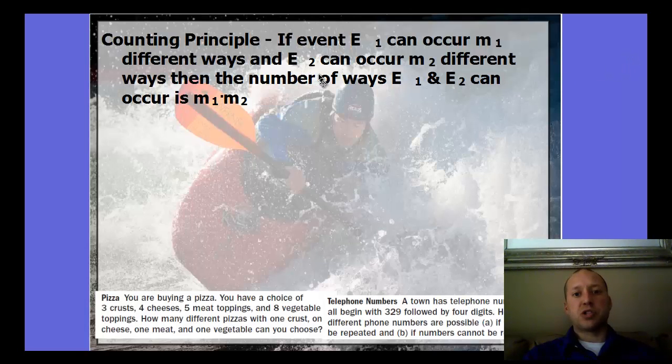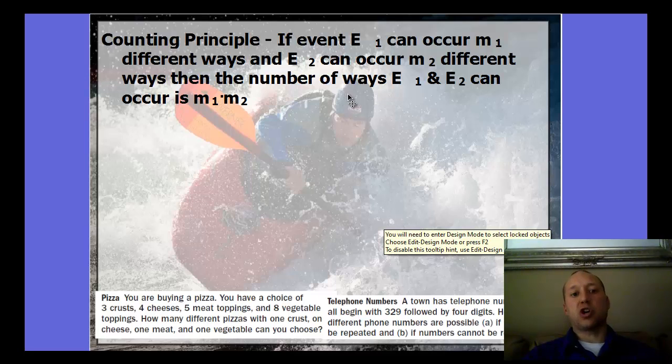So the counting principle is just saying if we have more than one event, we can figure out how many ways both events can occur by multiplying the number of ways each event can occur. An example of that is if I had 5 shirts and 4 pairs of pants, I can make 5 times 4, 20 different outfits with those 2 items. So the counting principle is just you're going to multiply.